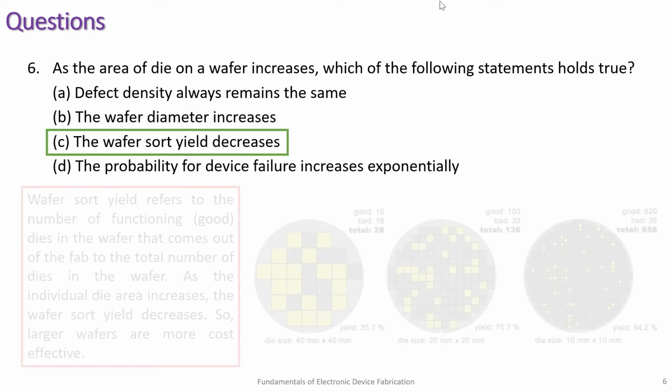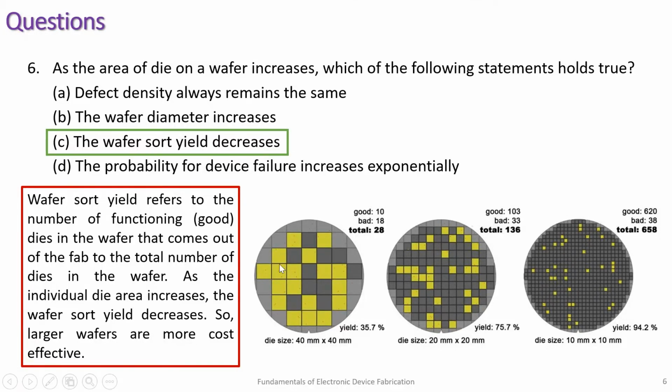I would like to explain it for people who didn't understand it. Here we have three wafers. Don't look at these values, just assume that all three wafers are of the same size, and suppose they have the same number of defects. Here most of the regions are yellow, which means the yield is very low. There are a total of 28 dies, with 10 good dies and 18 bad dies. Therefore, the yield will be very low. Suppose the die became smaller. The area of the die on a wafer increases; this is the largest case. Suppose the die became very small.